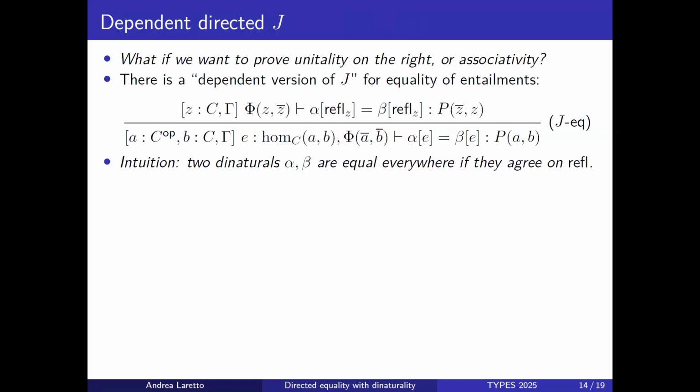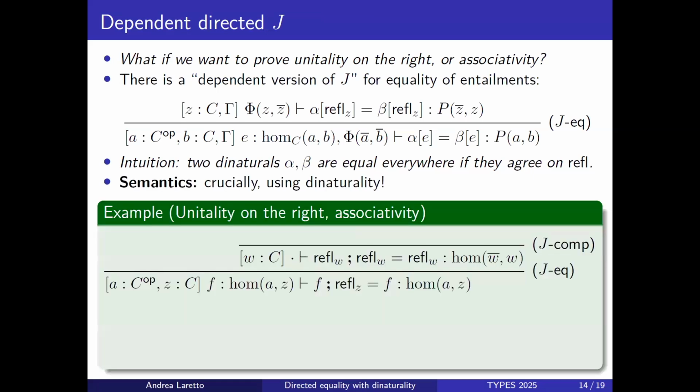If I want to prove that alpha is equal to beta, and these two, alpha and beta, have exactly the kind of restrictions that allow you to apply J, then it's enough for these two maps to be equal on the diagonal and to be equal on REFL. This is the key component. The semantics works only because of dinaturality, only because the entailments that we pick are the dinatural ones. And this has a very Yoneda-like feeling, right?